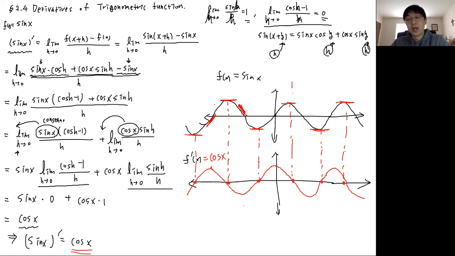So we have two ways of proving the derivative of sine of x: the algebraic method, using the limit definition, and the geometric method, using the slope of the tangent line. We have two methods and the same answer. You can use a similar method to show the derivative of cosine of x is negative sine of x.